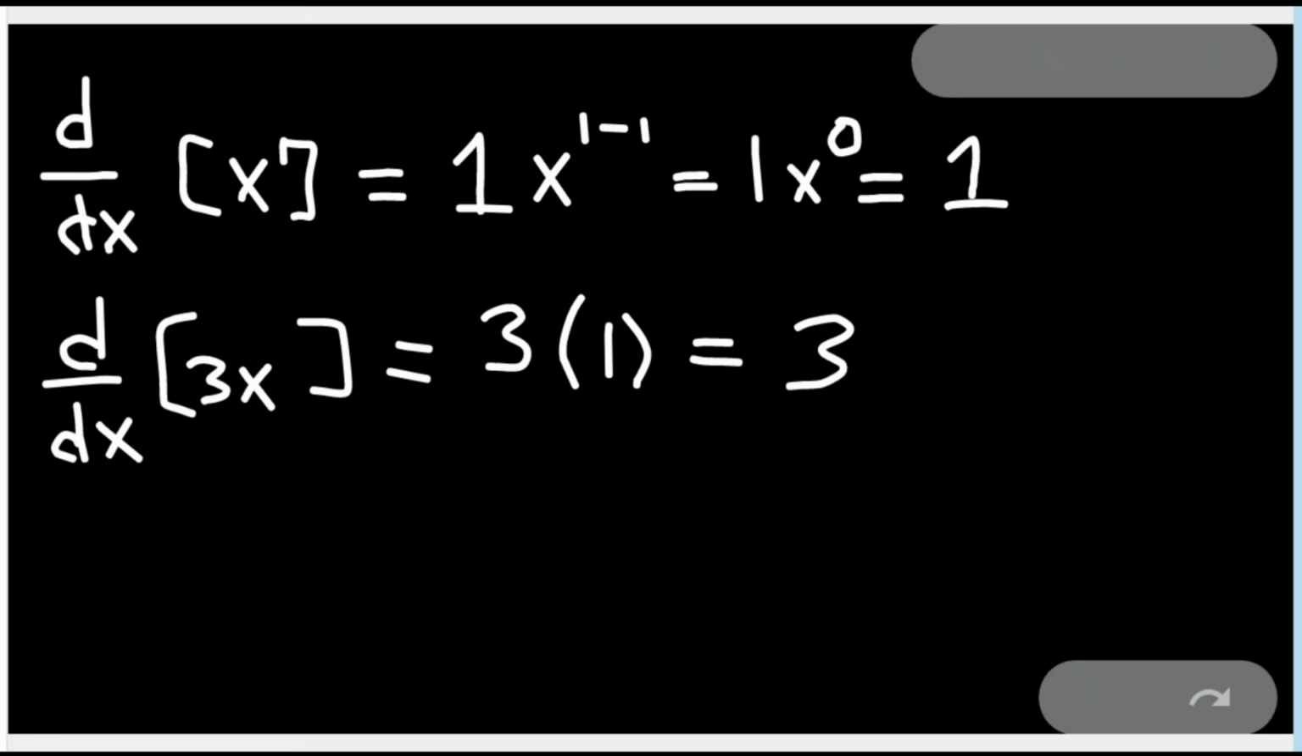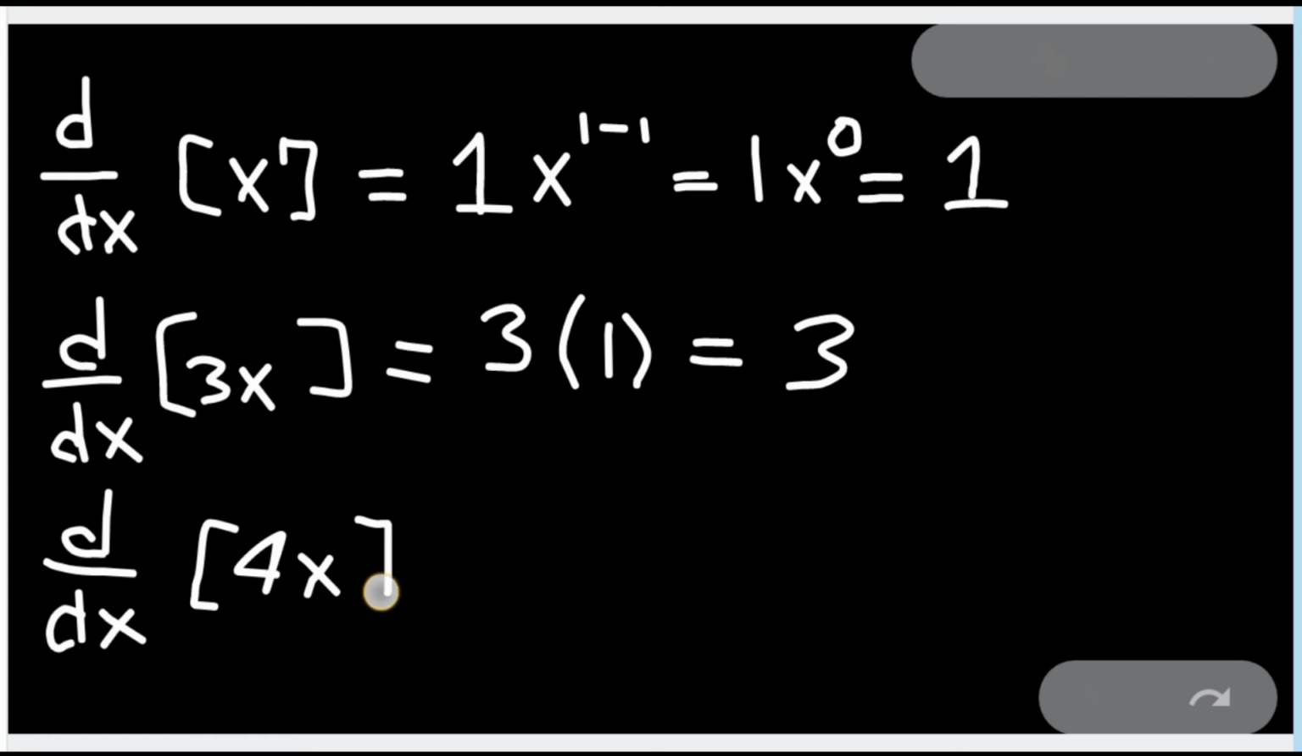Let's try another example. Let's say we have d over dx, or the derivative of 4x with respect to x is, so the derivative of x is 1 times 4. We have now 4 times 1 is equal to 4. So that's the general rule number 2.